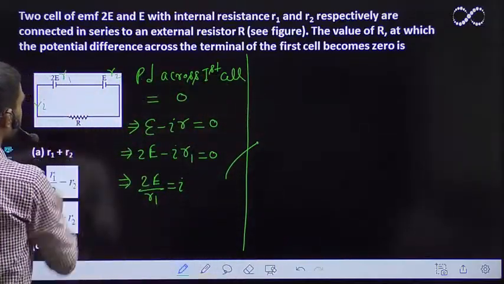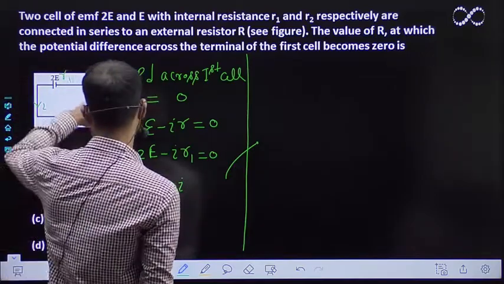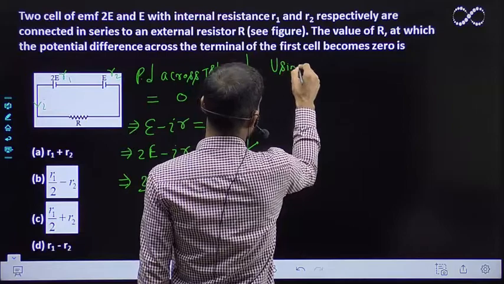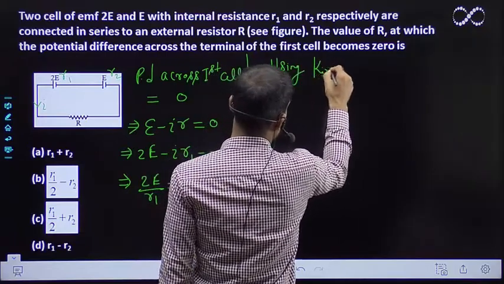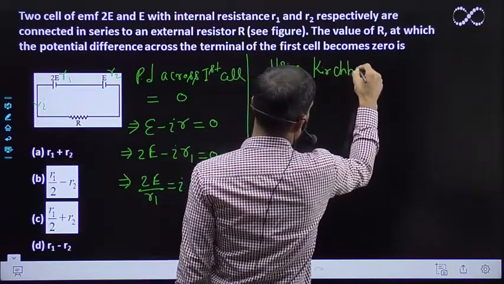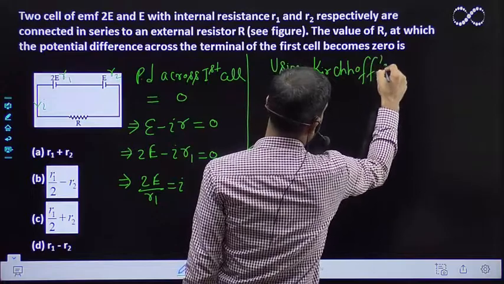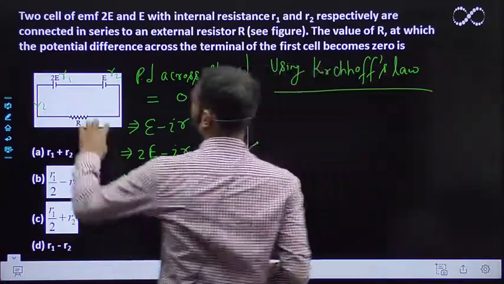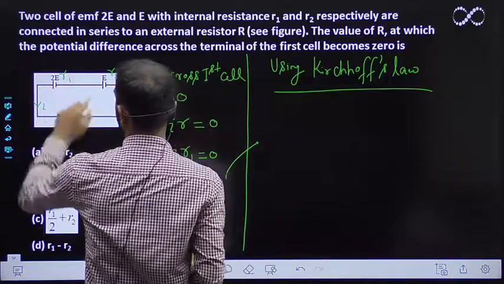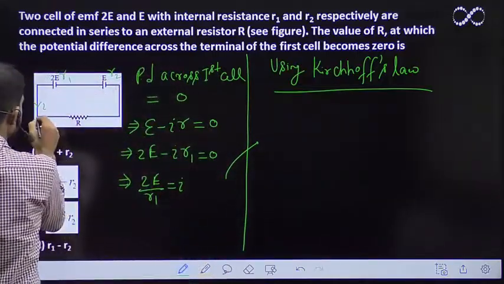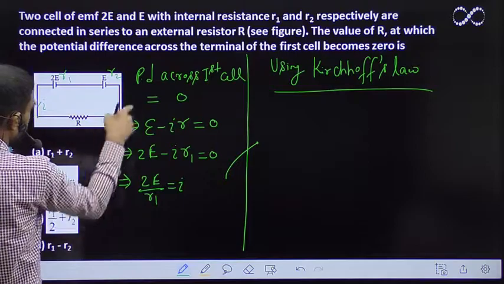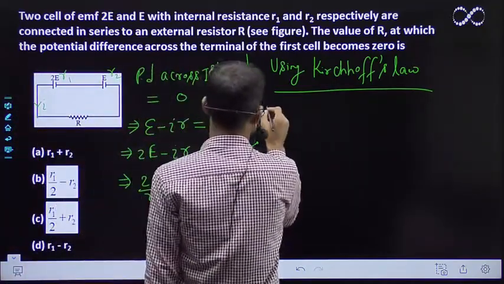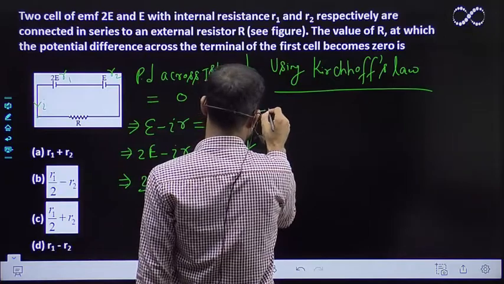उसके बाद मुझे कैपिटल R निकालना है, तो let us use the Kirchhoff's law in this loop. So using Kirchhoff's law. Okay, so if I use the Kirchhoff's law here, okay, so let us take some point. I am taking this point, I will move along this. So first in the direction of current it will be minus IR.